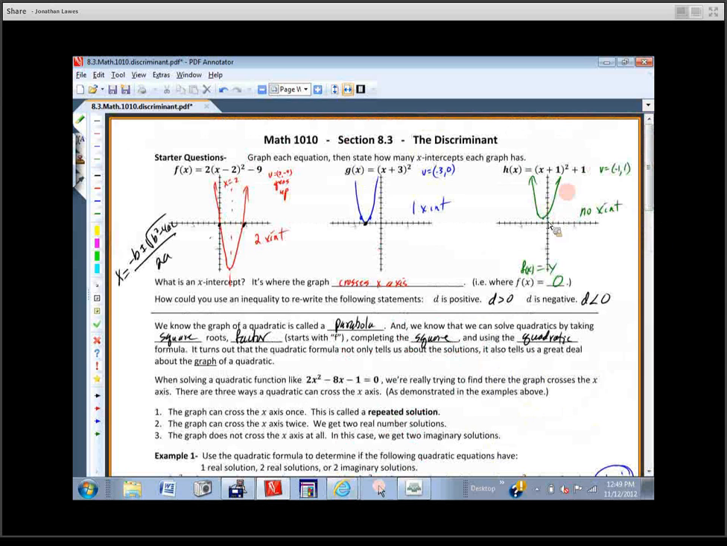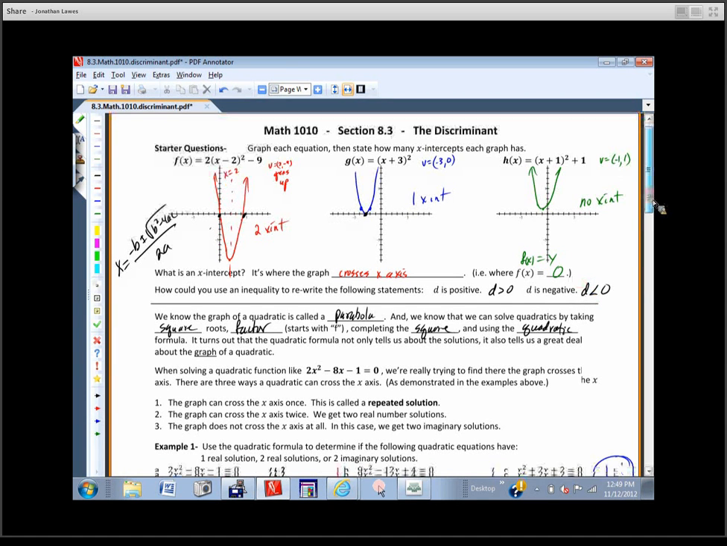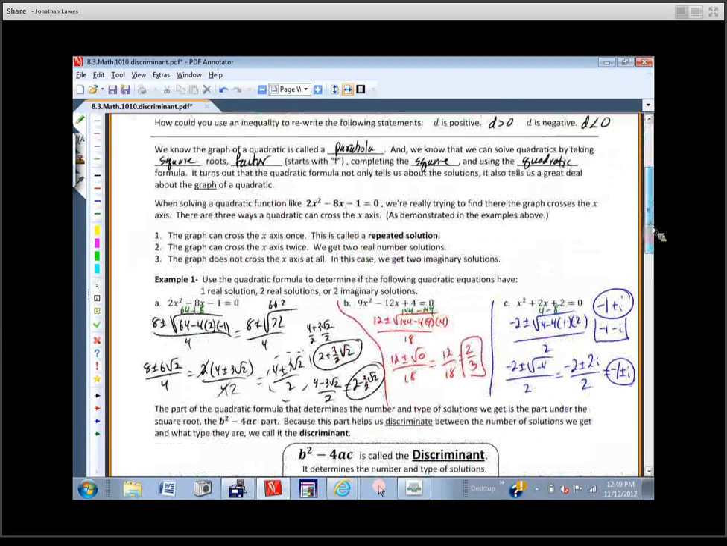This is the case where it crosses at two places, two real number places on the x-axis. Here it only crosses once. Here it doesn't cross at all. So it either has a vertex above the x-axis and opens up, or it's got a vertex below the x-axis and opens down. So the graph never crosses the x-axis. That's what happens when we've got imaginary solutions. Is that all right?